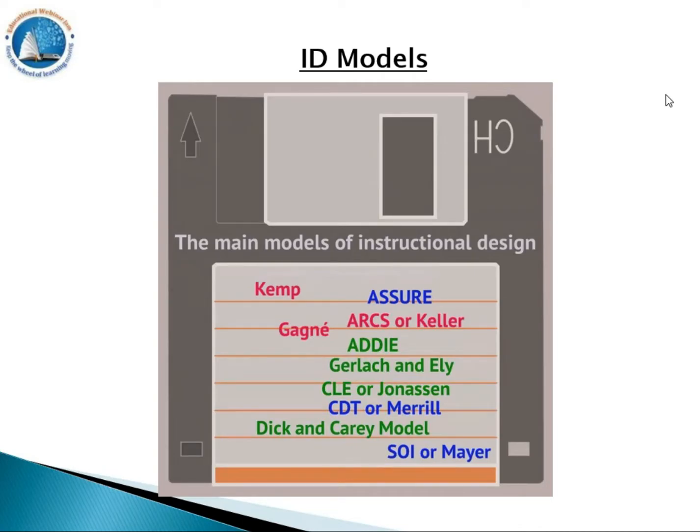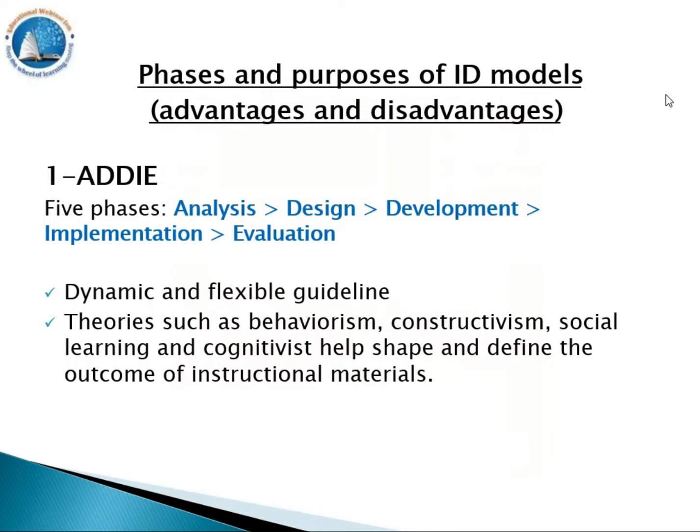As I mentioned earlier, we are going to learn each of them with their phases and advantages as well as disadvantages. The first model mentioned is the ADDIE model, the generic process traditionally used by instructional designers and training developers. The 5 phases, analysis, design, development, implementation, and evaluation, represent a dynamic, flexible guideline for building effective training and performance support tools. Instructional theories also play an important role in the design of instructional materials. Theories such as behaviorism, constructivism, social learning, and cognitivism help shape and define the outcome of instructional materials.